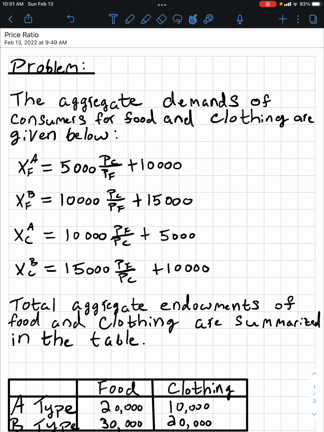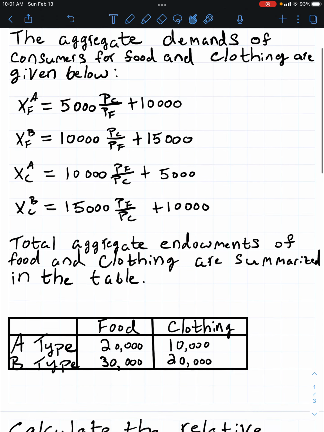Today, we'll be looking at a price ratio problem. The aggregate demands of consumers for food and clothing are given below. X_F^A is equal to 5,000 PC over PF plus 10,000. X_F^B is equal to 10,000 PC over PF plus 15,000. X_C^A is equal to 10,000 PF over PC plus 5,000. X_C^B is equal to 15,000 PF over PC plus 10,000.